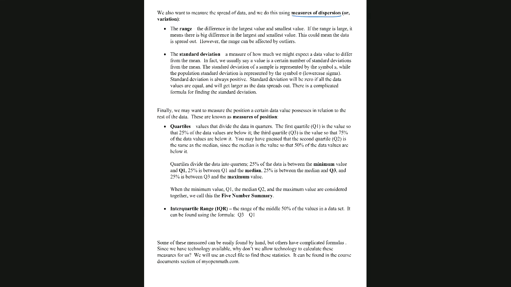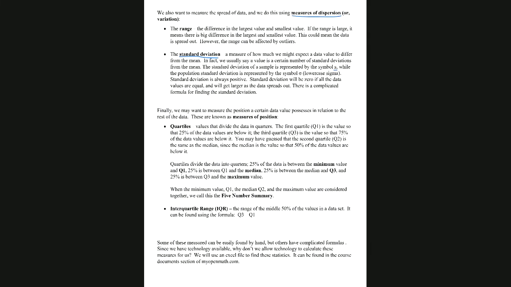Then we also have something called the standard deviation. And the standard deviation is a measure of how much we might expect a data value to differ from the mean. Basically, if you pick a data value from the data set, the standard deviation is an estimate of how much that differs from the mean. So in fact, we usually say a value is a certain number of standard deviations from the mean. The standard deviation of a sample is represented by the symbol S, and the population standard deviation is represented by the symbol sigma.